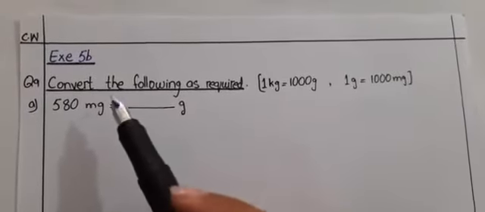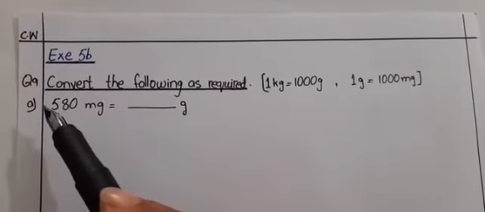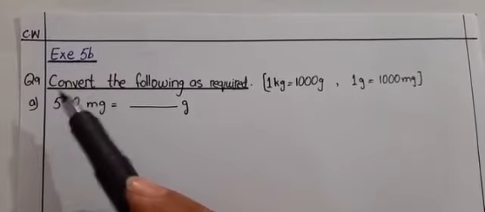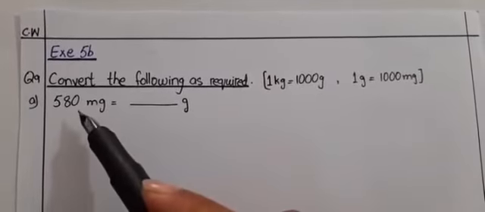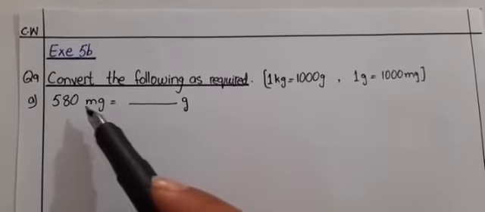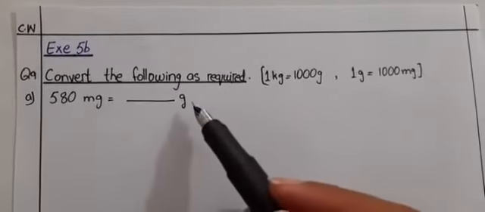So boys, after doing the activity, we will move toward exercise 5B. We are going to do question number 9. In this, they are saying convert the following as required. We have to convert 580 mg. Mg means milligrams into grams.